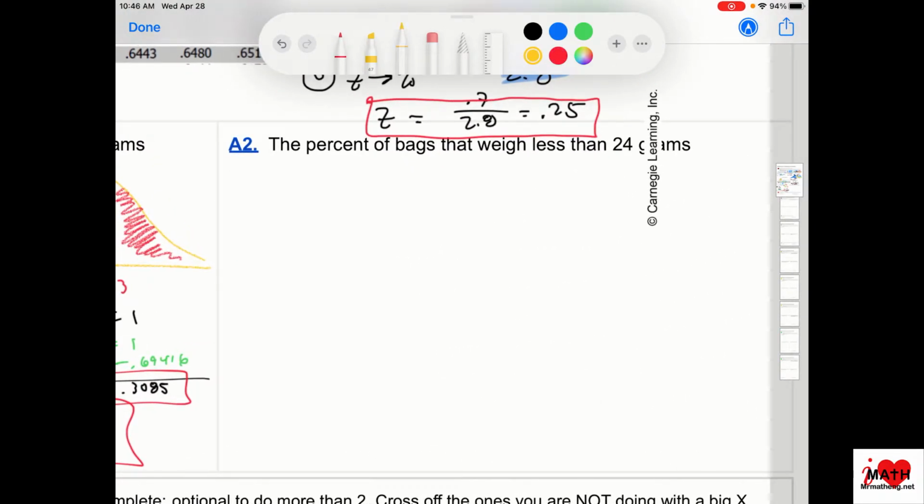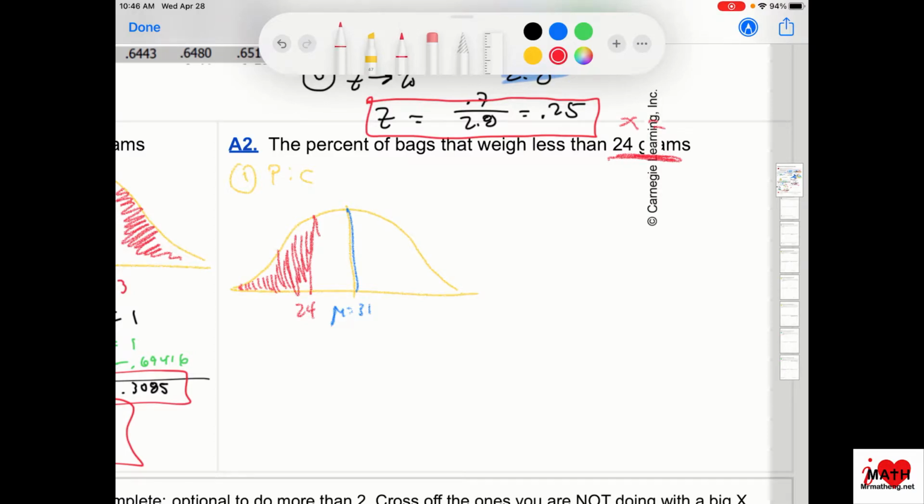I'm going to draw myself a picture. We know that the mean is 31. And we're trying to find ones that are less than 24. So x equals 24, so something like this. And remember, the shaded region is going from left to right.